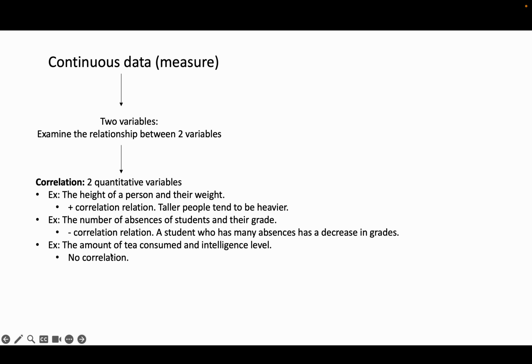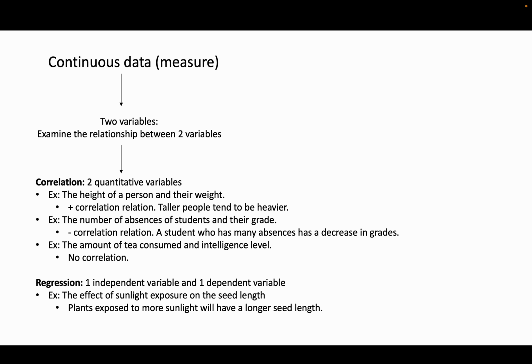So you want to measure the amount of tea someone consumed versus their intelligence level. You may see that there's no correlation at all here. So this is a correlation test. Now, the regression test is when you want to see if one variable affects the other. So you're going to have an independent variable and a dependent variable.